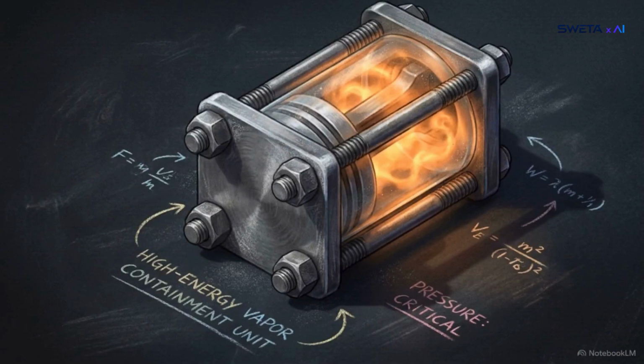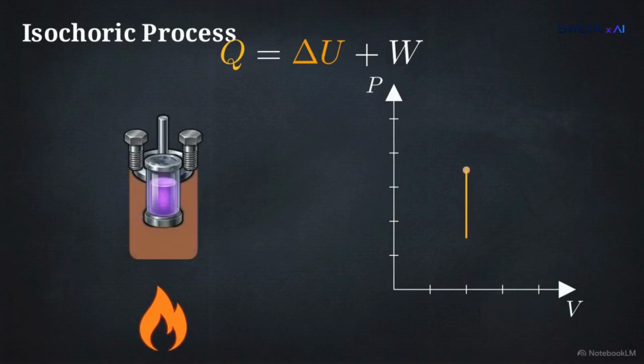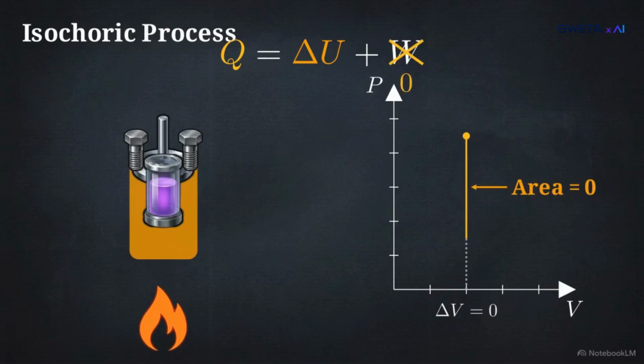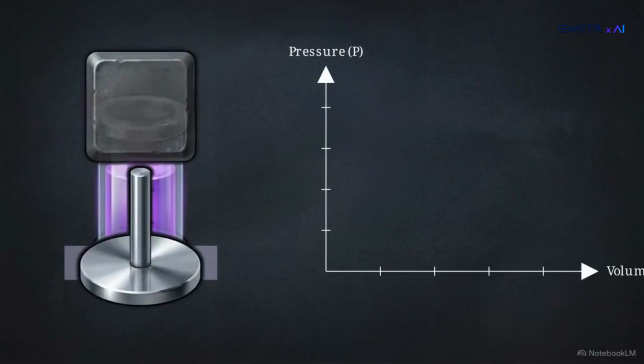We can test the ledger's limits by locking specific variables, starting with volume to create an isochoric process. When the piston is bolted in place and heat is applied, the state dot on the graph moves vertically. Since the line has no horizontal width, the area under the curve is zero. No physical work is being performed. Because W is zero, 100% of the heat entering the system is converted into internal energy, raising the temperature of the gas.